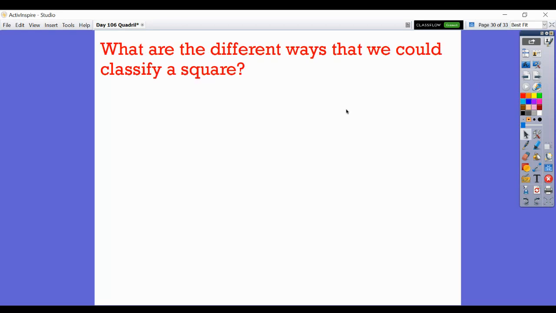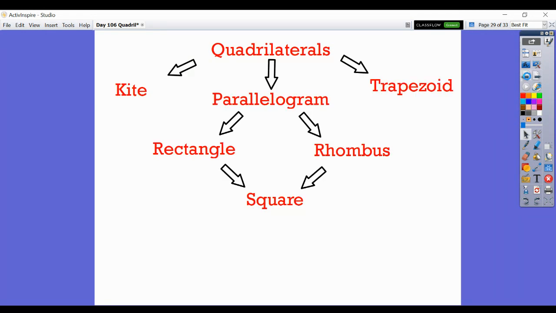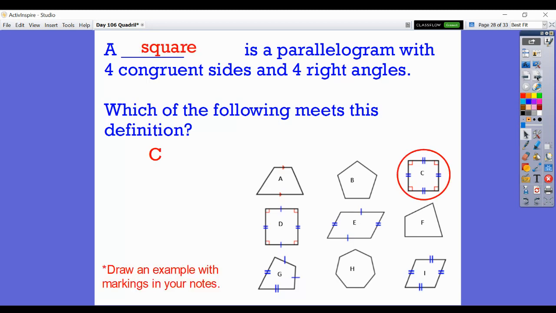What are the different ways that we can classify a square? Well, a square, let's go back and look again. A square is a parallelogram, parallel sides, with 4 congruent sides. All sides must be the same length, and 4 right angles.